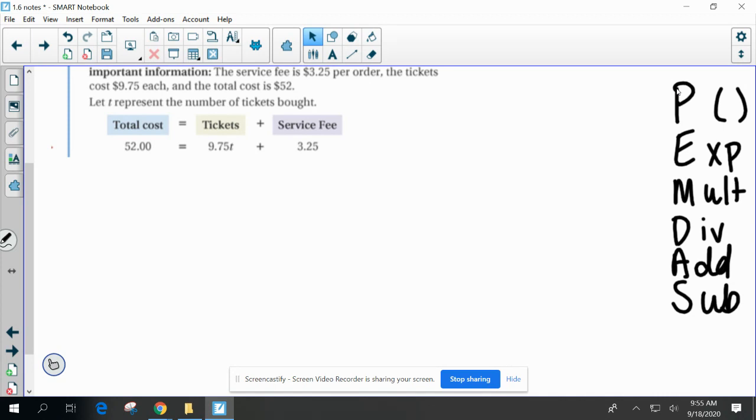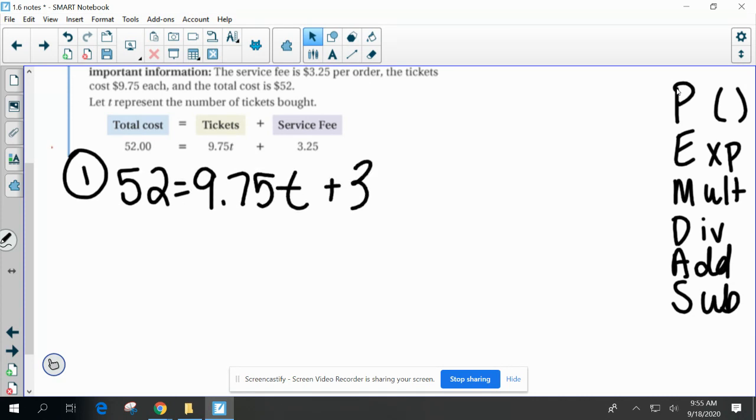So this is number 1, and it's 52 equals 9.75 t plus 3.25. So what we're going to do is we're going to leave the variable alone first, and we're going to get rid of this 3.25. So we need to do the inverse operation, and it's either going to be add or subtract. It's subtract. So here's how I'm going to show that. I'm going to subtract 3.25 from both sides, because what I do to one side, I have to do to the other.